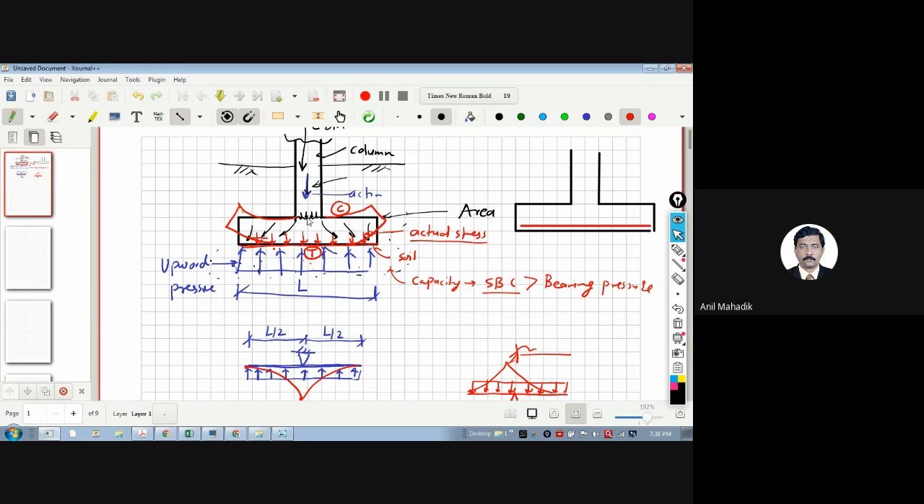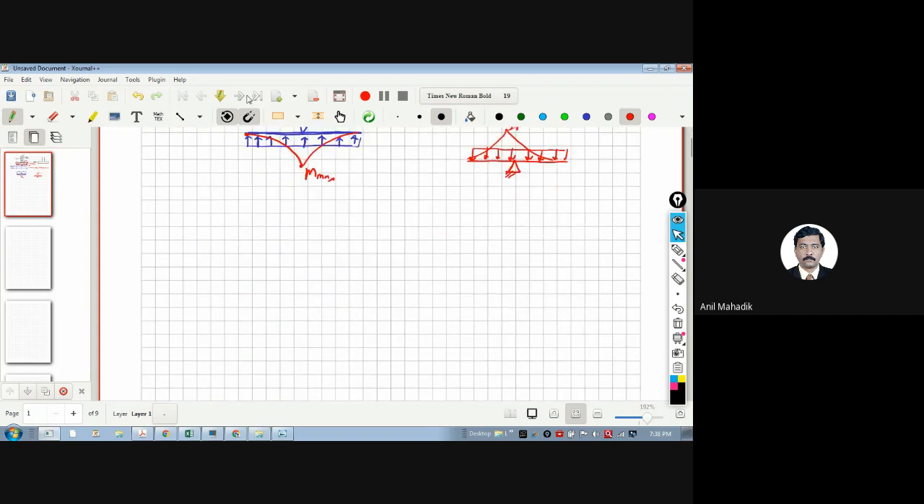Now this is not a beam, actually it is a footing. That means it has an area, right? So if you look at the plan of the footing, it is something like this. And there is a column, let's say one column over here. Due to the upward pressure, there is bending in both directions, as it is a kind of slab. We can say a footing is a kind of slab.